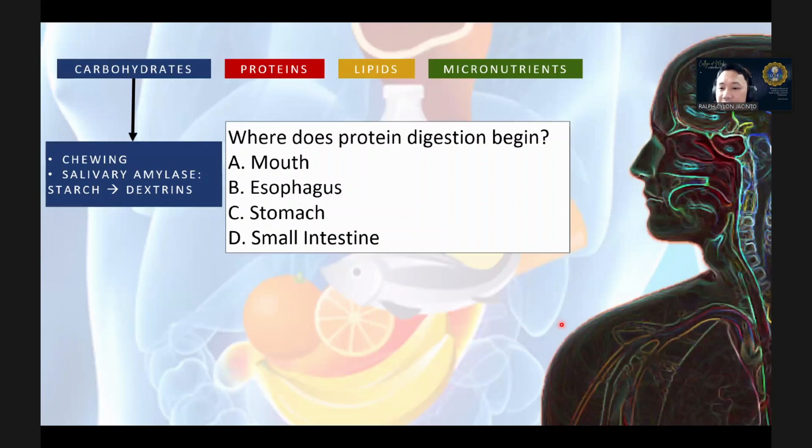So where does protein digestion begin? Is it in the mouth, esophagus, stomach, small intestine? So definitely for carbohydrates, it's in the mouth, di ba?